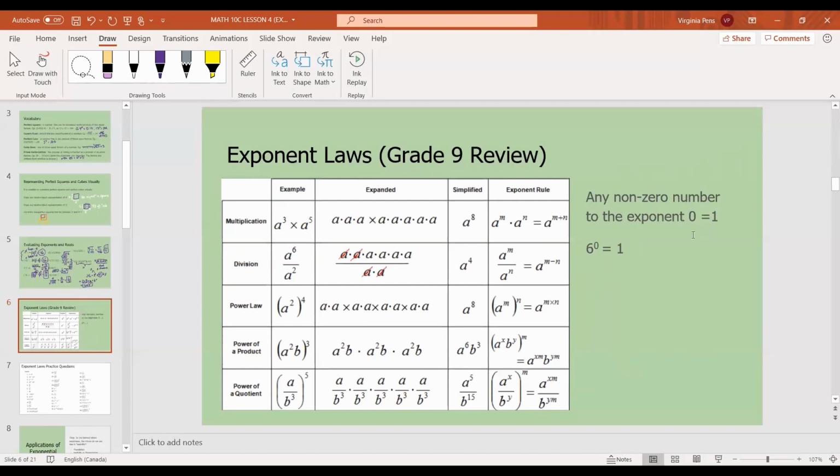Also, there's another one that isn't mentioned here, but any non-zero number to the exponent 0 is equal to 1. So it doesn't matter whether it's a really small number or a really big number. Anything, if put to the power of 0, is always 1. So if we have 1 million to the 0, it's going to be 1. If we have 5,430 to the 0, it's still going to be 1.